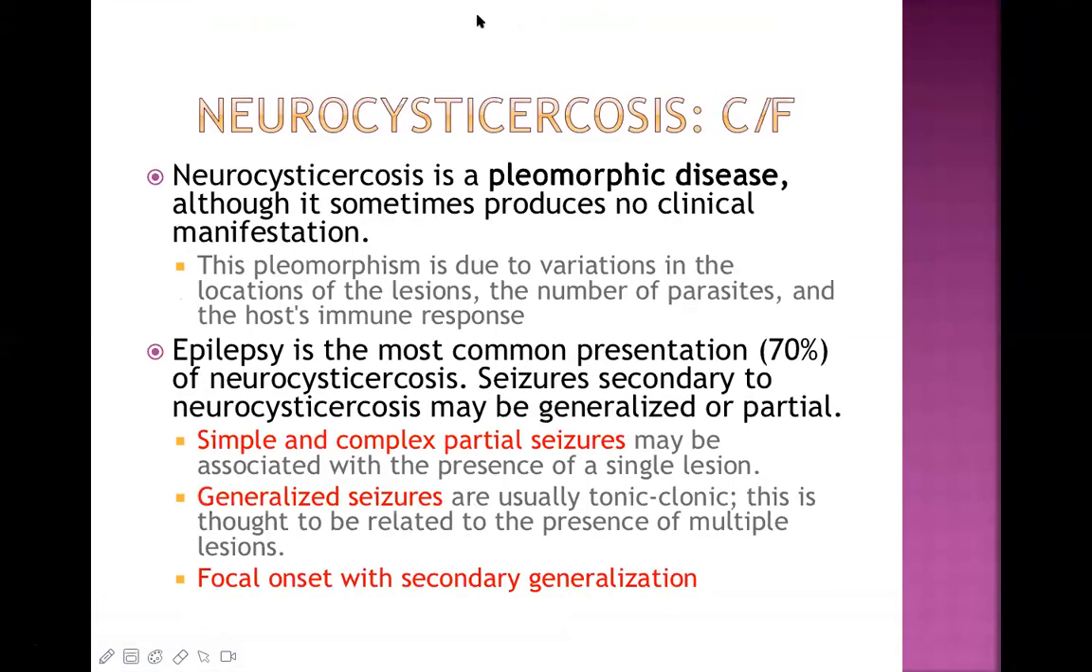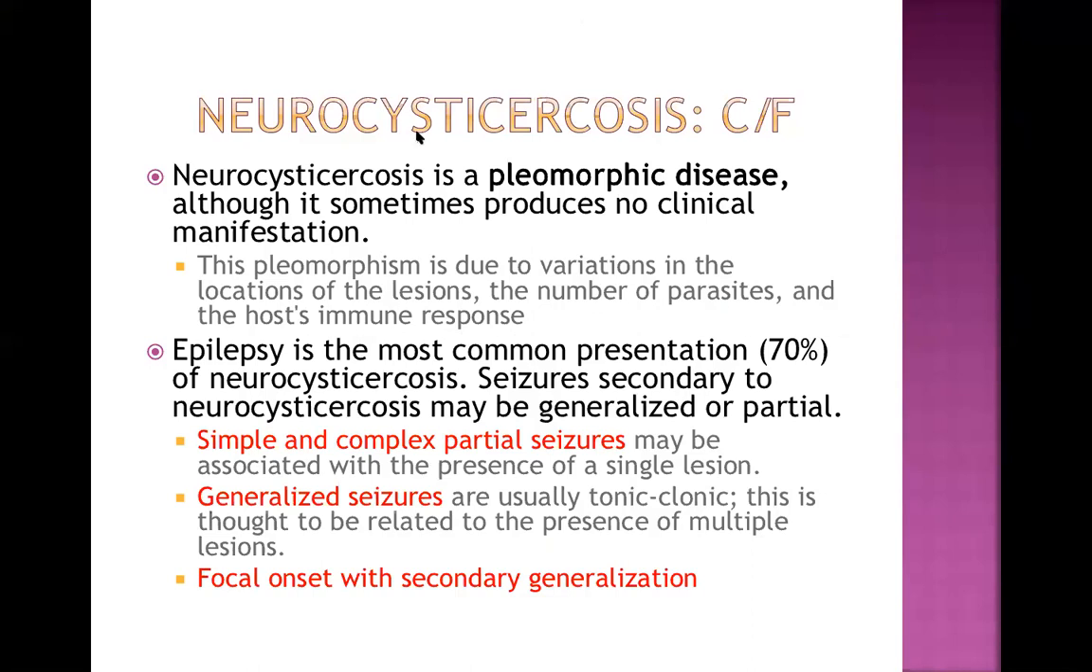Now, what are the clinical features of neurocysticercosis? Let's talk about it. It's a pleomorphic disease, meaning multiple types or variations of clinical features are there. But sometimes, in the early situation, it may be asymptomatic as well. That pleomorphism, or variability, is because of the location of the lesion, the number of parasites, and the host immune response. Let me explain quickly about this point here.